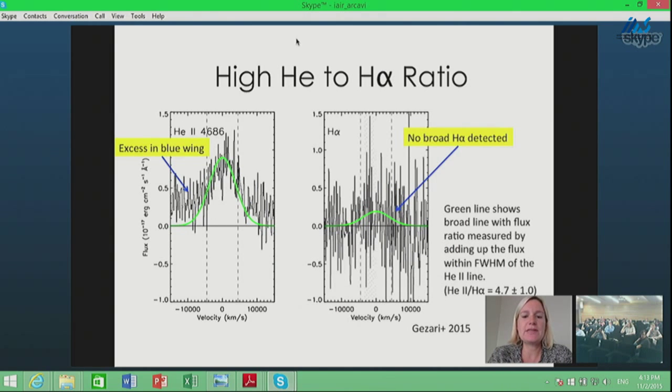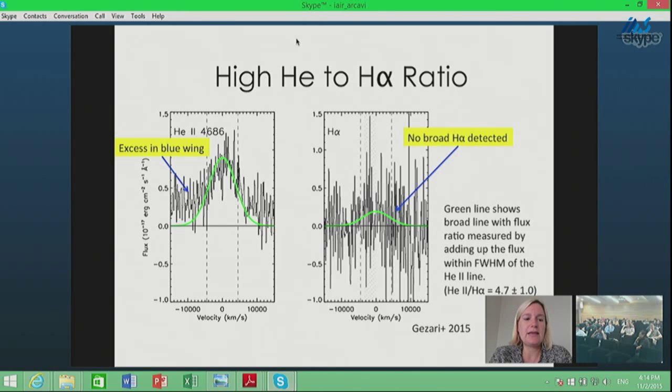So I just wanted to focus a little bit more on these helium lines, because one of the most surprising things about the spectrum is not so much that we detect helium, but that we don't detect H-alpha. Shown on the left is the broad helium line with a full width at half max of 9,000 or so kilometers per second, and I'm showing the Gaussian fit to that line in green. The dashed lines show the full width at half max of the line in velocity space.